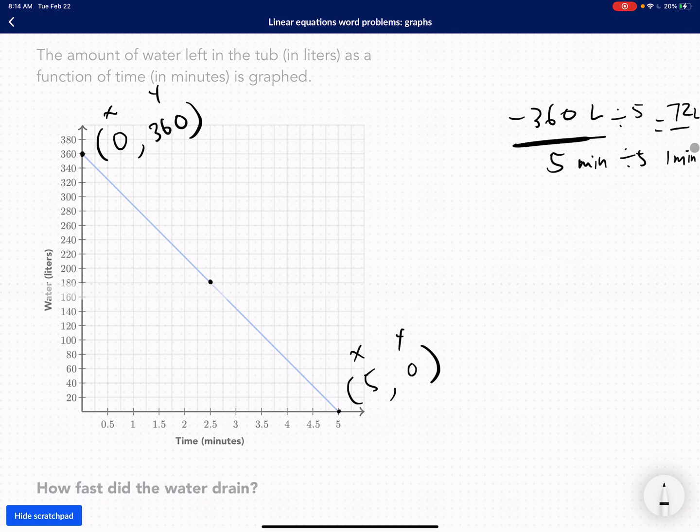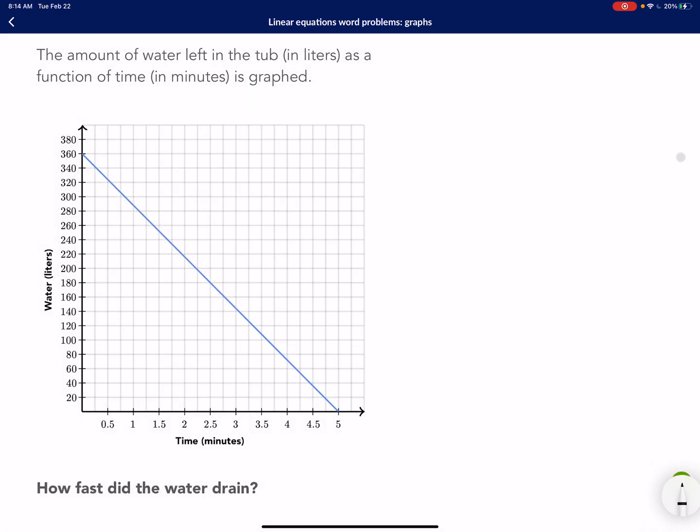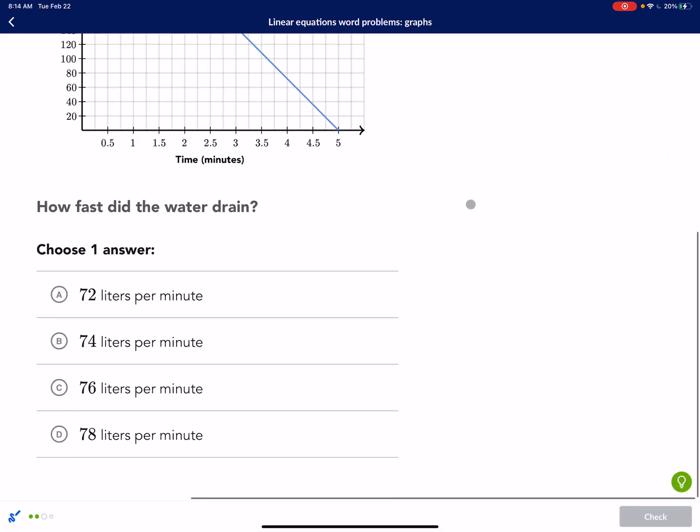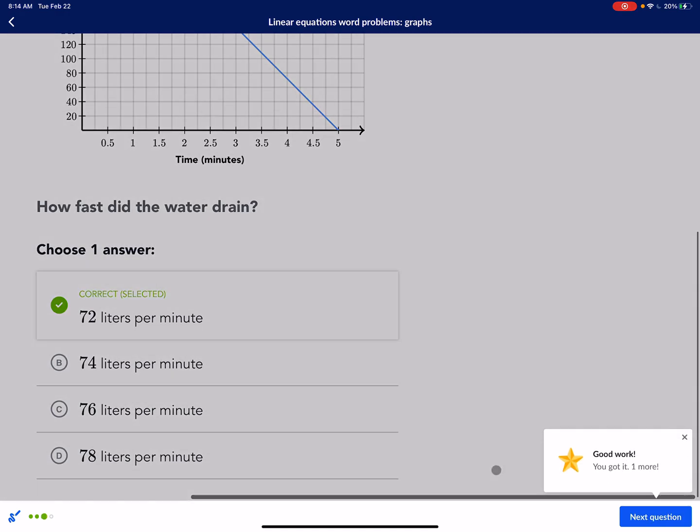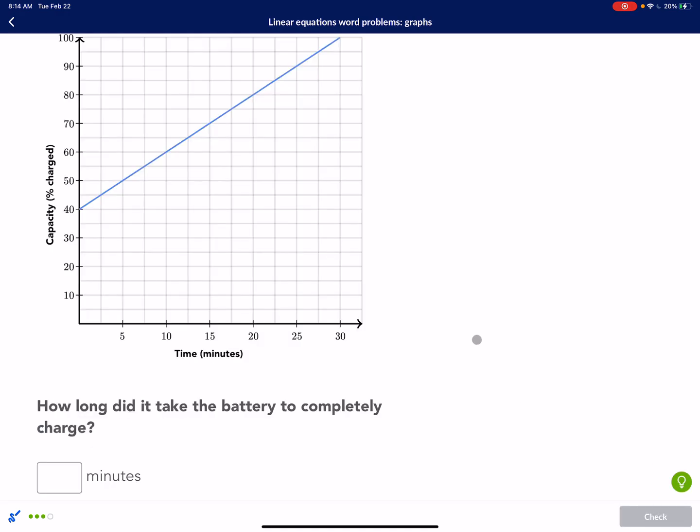So that is our slope. That is how fast the water drained. The water drains 72 liters per 1 minute. Okay, so 72 liters per 1 minute, and that seems good. All right, let's try this one.